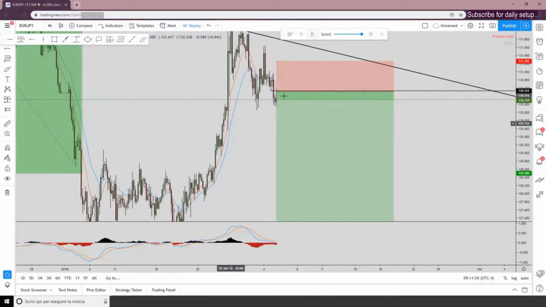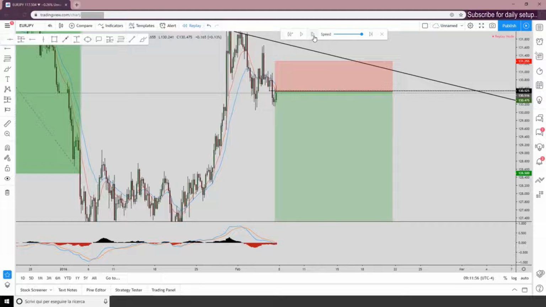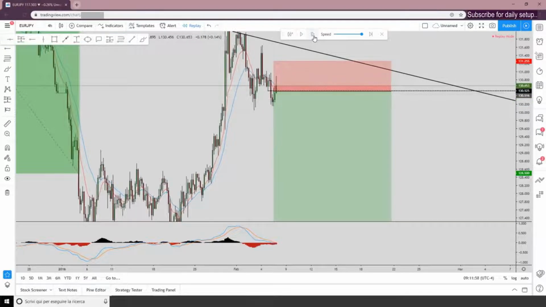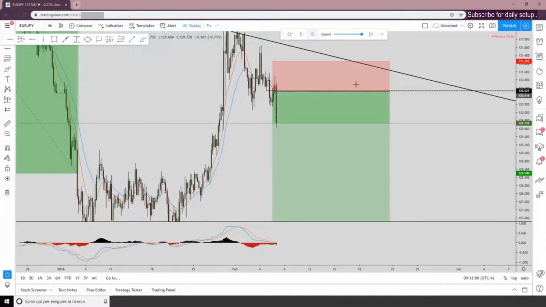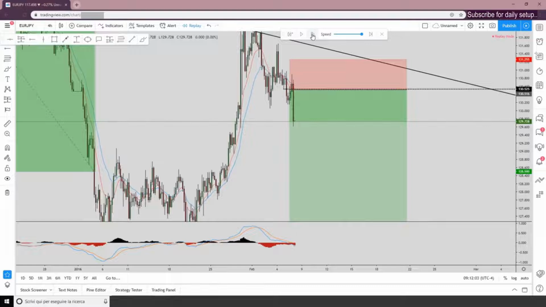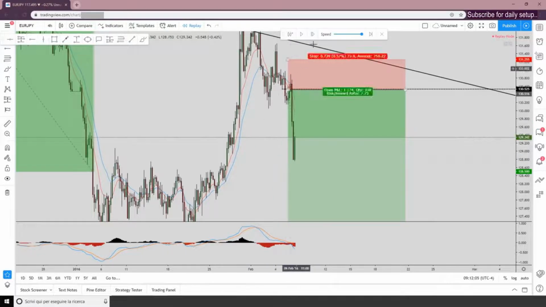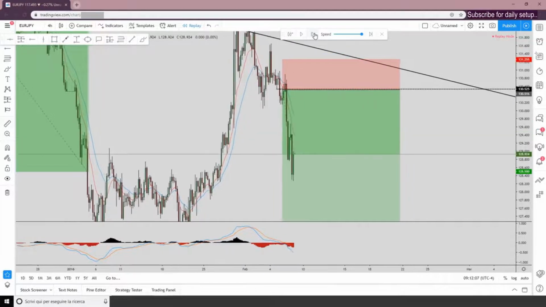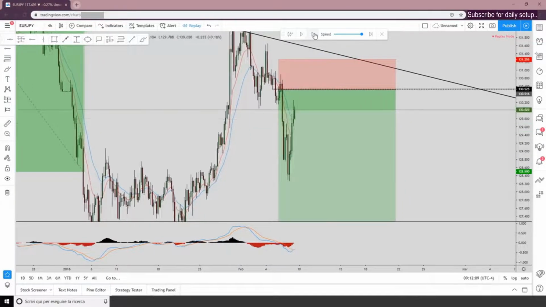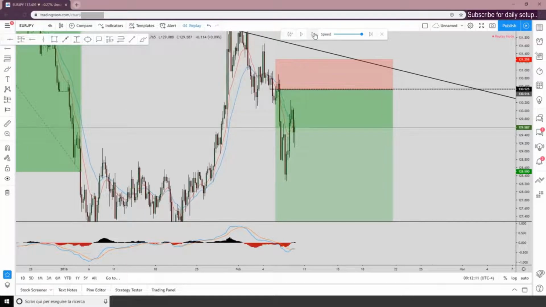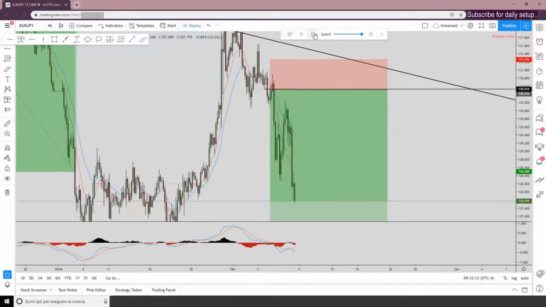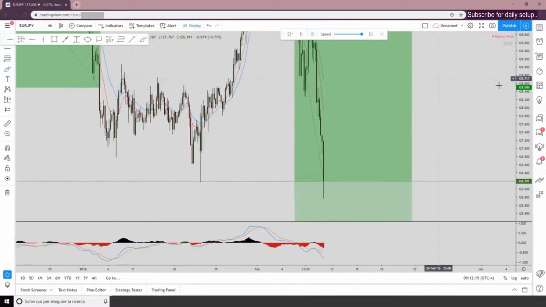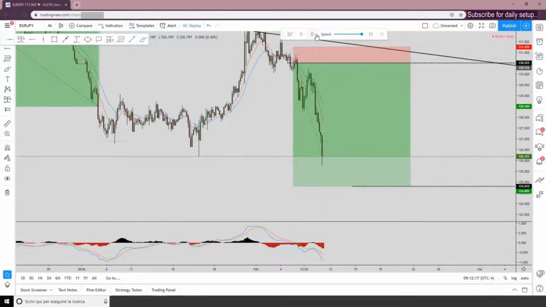So our order gets immediately triggered. Let's see if we get drawdown. Seems we're getting some drawdown, but then the market shifts to the downside. And now you're supposed to go risk free. You got a big push to the downside. And it seems the market is pushing to our take profit.